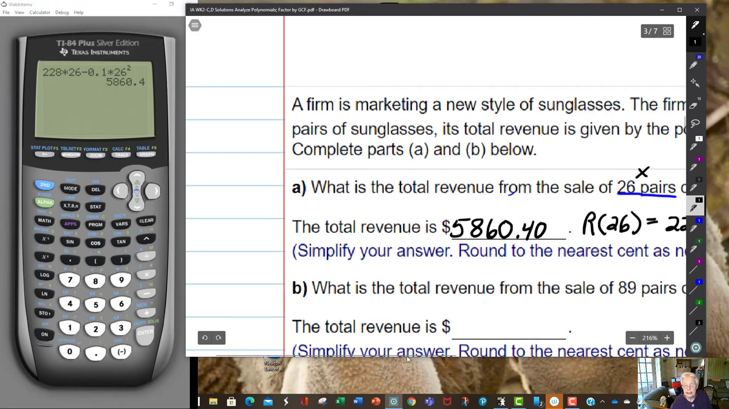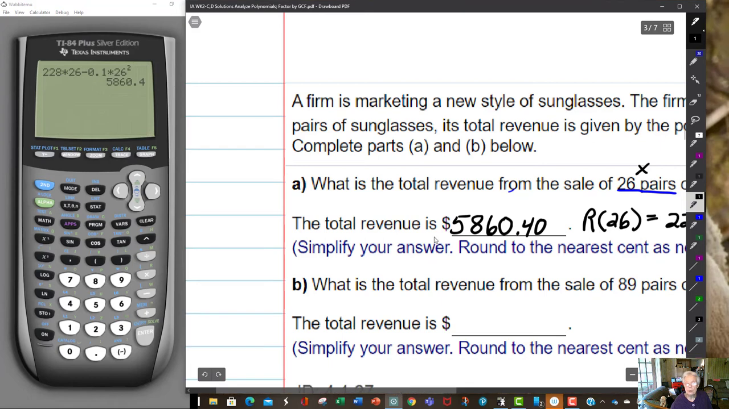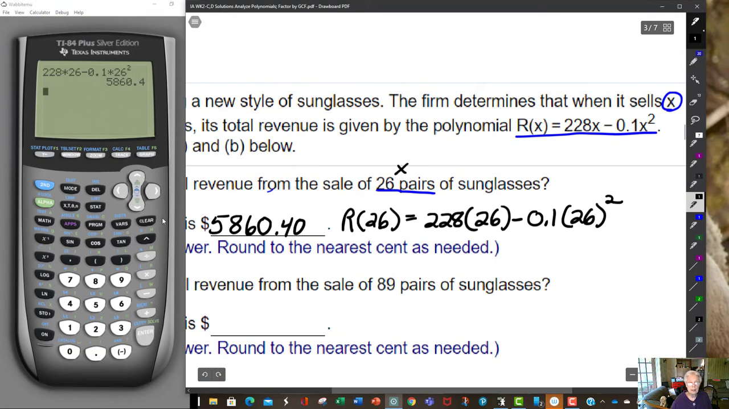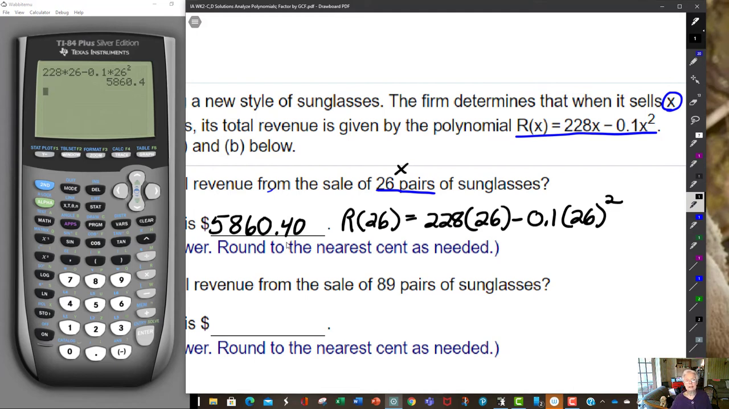$5,860.40. Notice the instructions are in blue. Just like the answer box, you would be putting this in an answer box in MyMathLab. Round to the nearest cent. When you write money, the two numbers to the right of the decimal tell you how many cents you have, how many pennies. Well, you've got 40. Notice the answer was 0.4. So you put a zero on the end to make it 40.